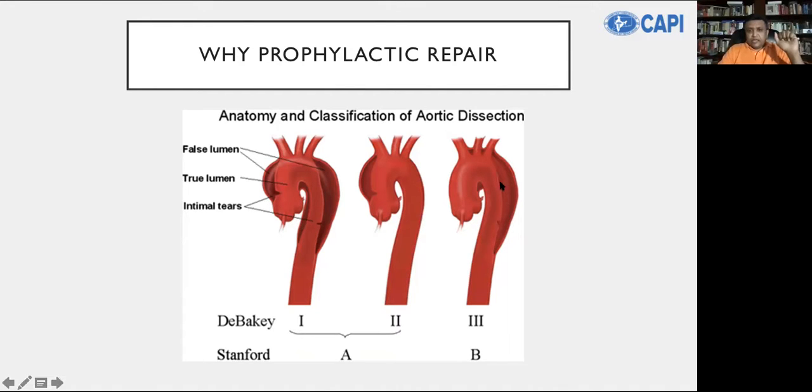Simple. Type B aortic dissection, usually the tear is after the subclavian artery. That means the dissection starts distal to the subclavian artery, and it usually involves the intercostal vessels and the visceral vessels. Akhilesh is going to talk more about this, but the easy way to remember is that if there's a type A, operate. If there's a type B, you treat with medical management.